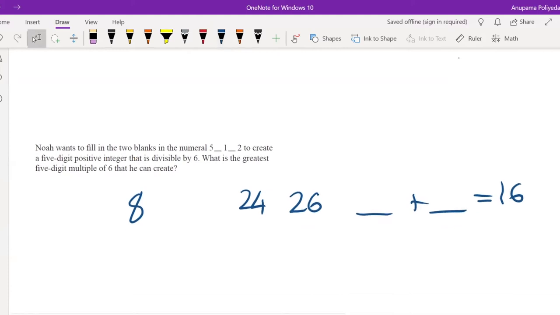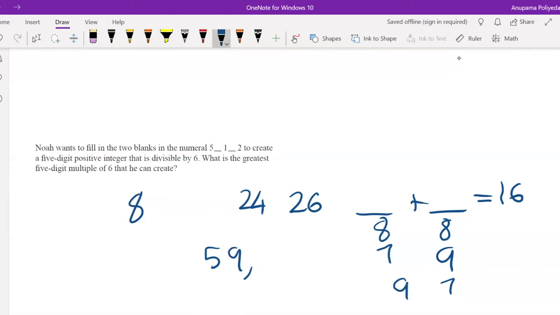Which can happen in a few ways. So you can have 8 and 8, 7 and 9, or 9 and 7, in that order. And since you want to maximize it, we place the 9 in the thousands place, and then the 7 in the tens place. So our maximum possible multiple of 6 is 59,172. The others are possible, but this is the maximum.